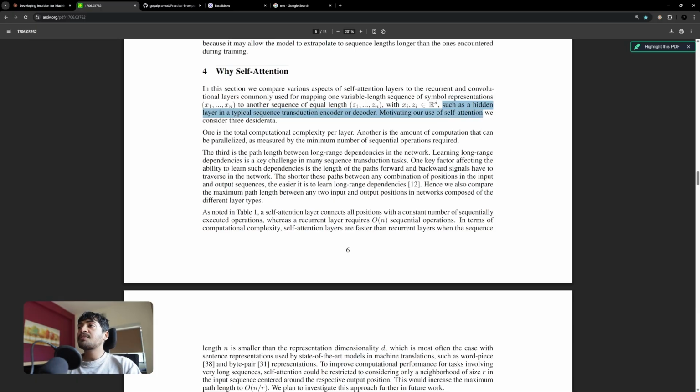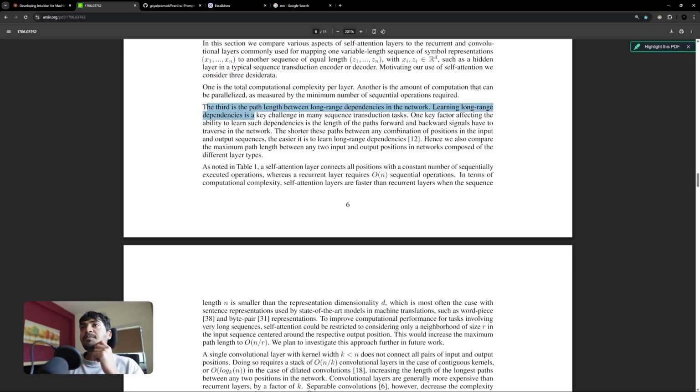Motivating our use of self-attention, we consider three desiderata. One, so I don't know what desiderata means, but I believe from the given context it means factors. So one is the total computational complexity per layer. Another is the amount of computation that can be parallelized as measured by the minimum number of sequential operations required. So in simple terms, it basically means one of the big factors of using self attention is that it lets you parallelize a lot of computation, and that is in essence very good.